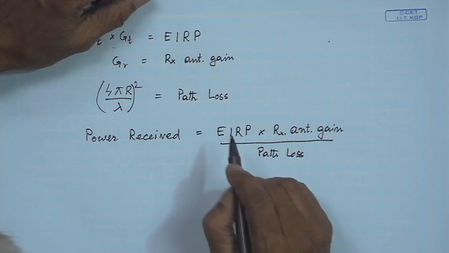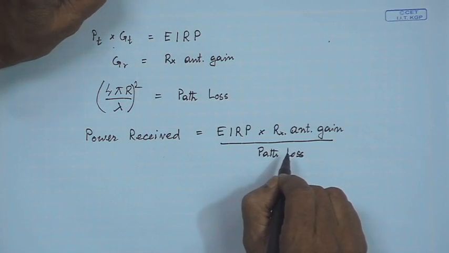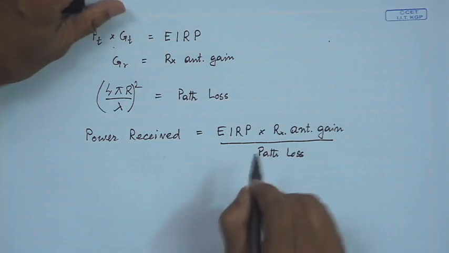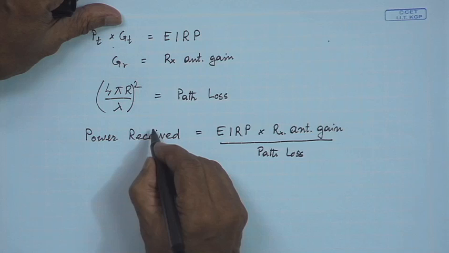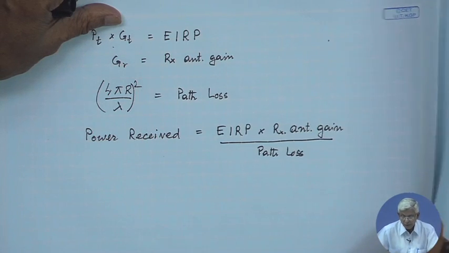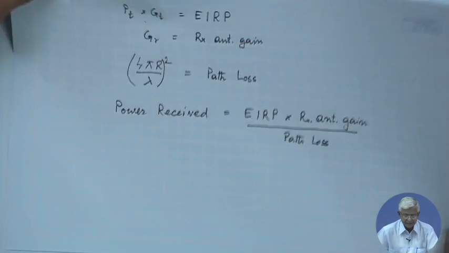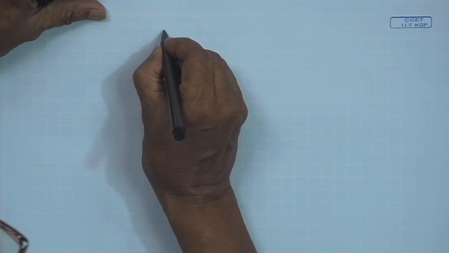Now, one thing we should also see, that it is quite ideal condition. There may be other losses, and when the losses come, they will come in the denominator. So, that the power received will be lower and lower. Let us see what are the possible other losses that can come. One, of course, is we have assumed that antenna is pointed, but antenna may not be properly aligned. So, it is called antenna depointing loss.